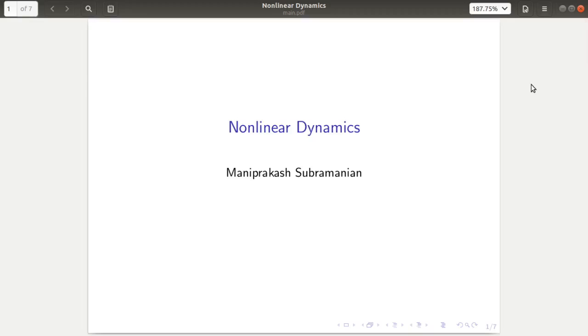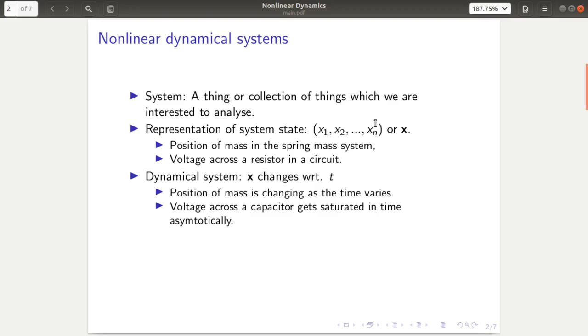Okay, so today we are going to discuss nonlinear dynamical systems. So let's start. First we're going to see what a nonlinear dynamical system is. In order to understand that, first let's see what a system is.